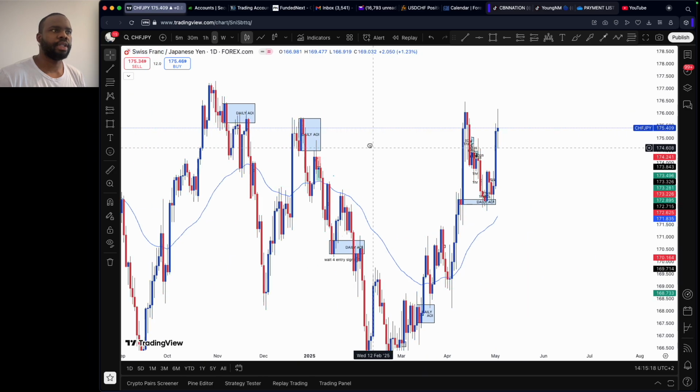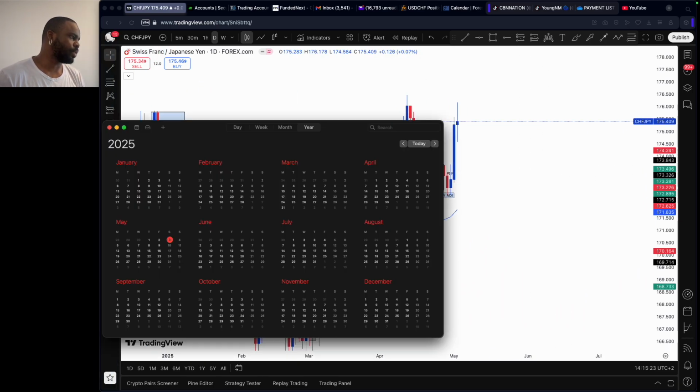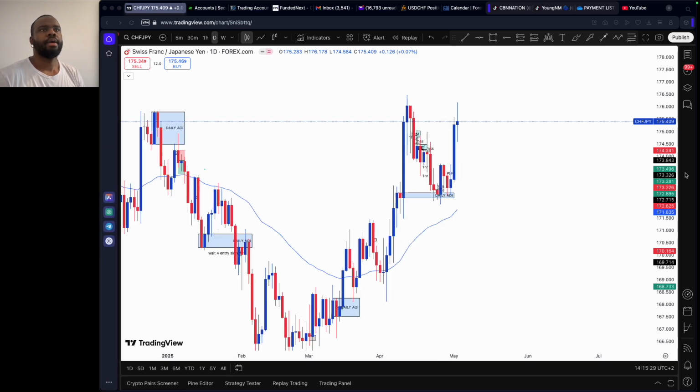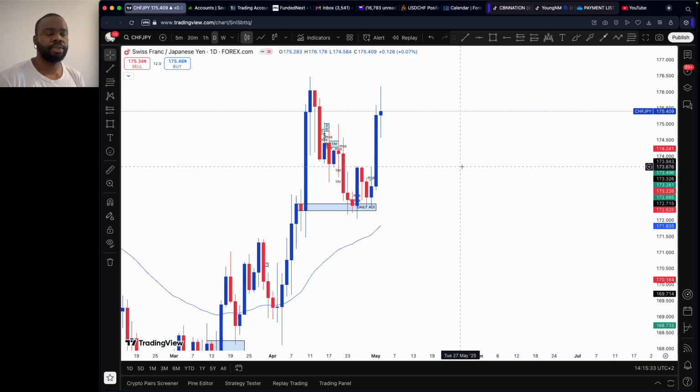Today I'll be doing analysis on the Forex pairs for the upcoming week, which is going to be from the 5th to 9th of May 2025. But before I go into the analysis, I would like to show you the trades we took this week that just ended. There were two trades and they were both wins. So let's go through it.